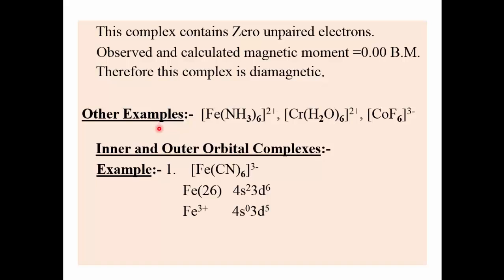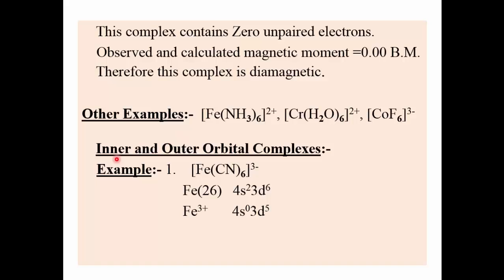Other examples for this hybridization sp3d2 are [Fe(NH3)6]2+, [Cr(H2O)6]2+, and [CoF6]3-. So this is about the valence bond picture representation of octahedral complexes. We have discussed two types, d2sp3 and sp3d2.